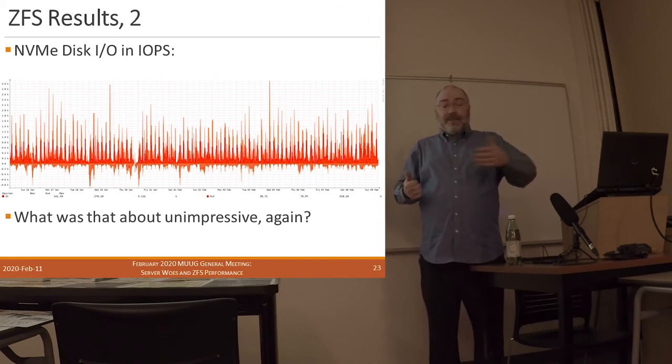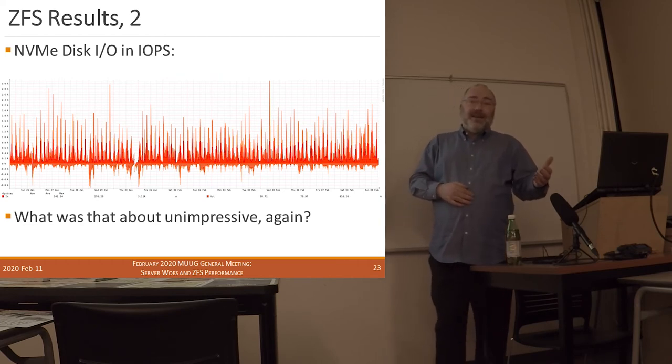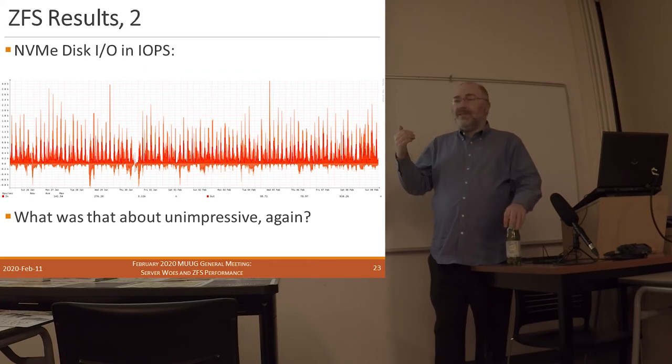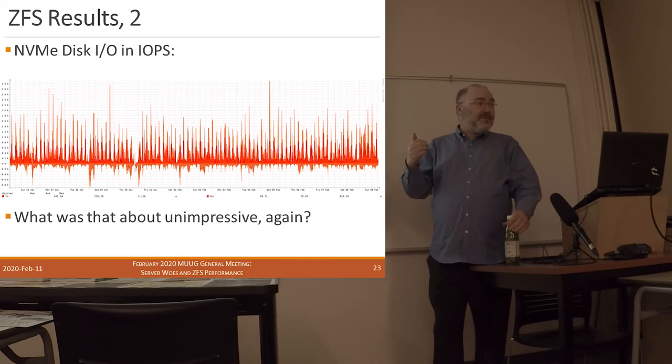And a 12 drive RAID Z2 array, when heavily loaded with writes, can have read latencies in the 2 second range. The NVMe has read latencies in the 2 microsecond range, I think. Micro or milli, I forget. But what's your IOP count again? 4,000.